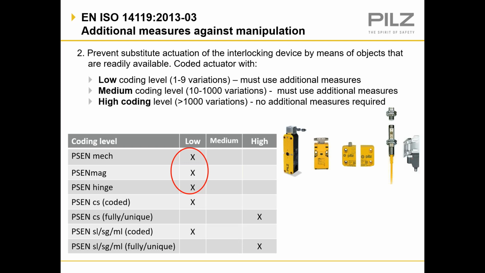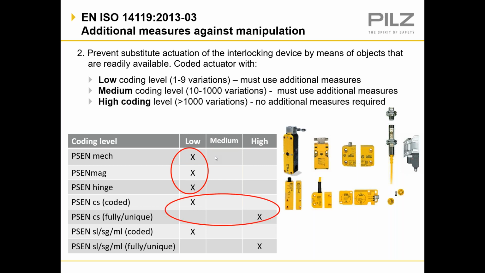Number two, prevent substitute actuation of the interlock device by means of objects that are readily available. So again, what do we mean by that? And this really goes onto the codes, the low, medium, and high. So you can't just go and get a screwdriver out of your toolkit, for instance, and bypass the actuator in the switch here, or you can't just put it to bypass the type 3 switch that we see in this position. So that's why generally they're low.